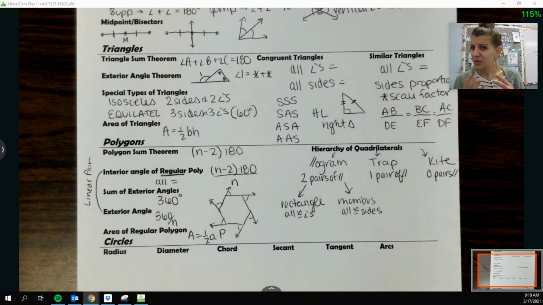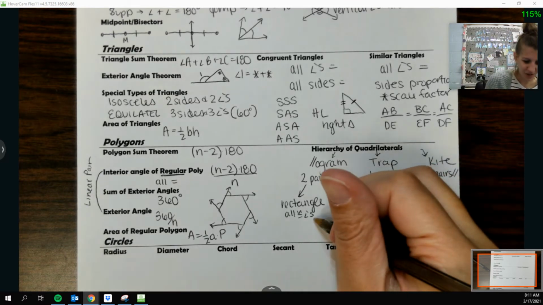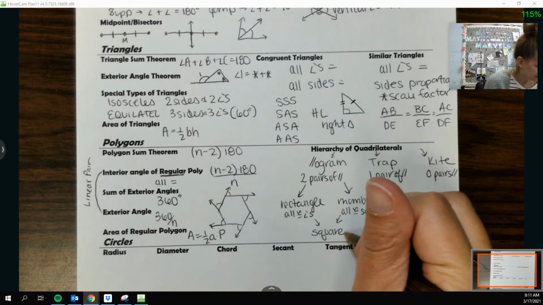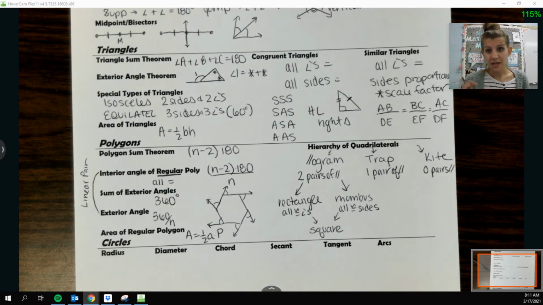Or if you have both those features, then you're kind of like the baby of rectangle and rhombus because you have daddy rectangle's traits and you have mama rhombus's traits, and so you're baby square. That's kind of how that works. It has all congruent sides and all congruent angles.